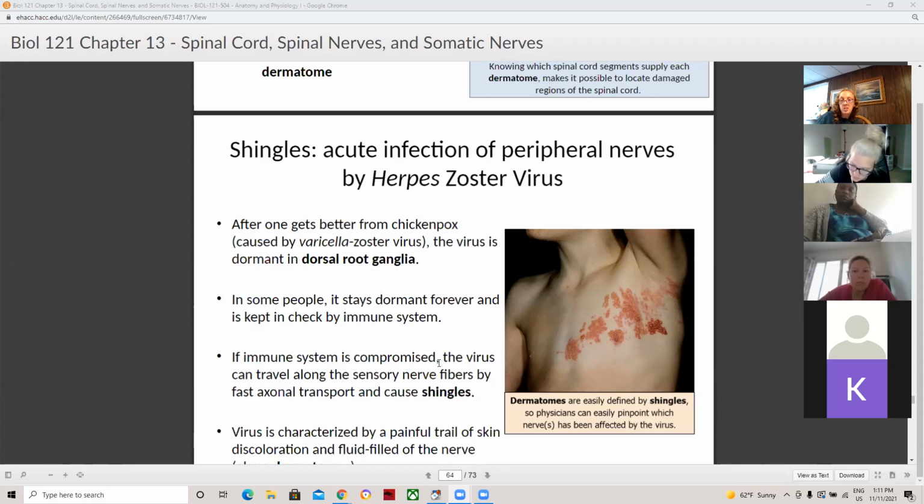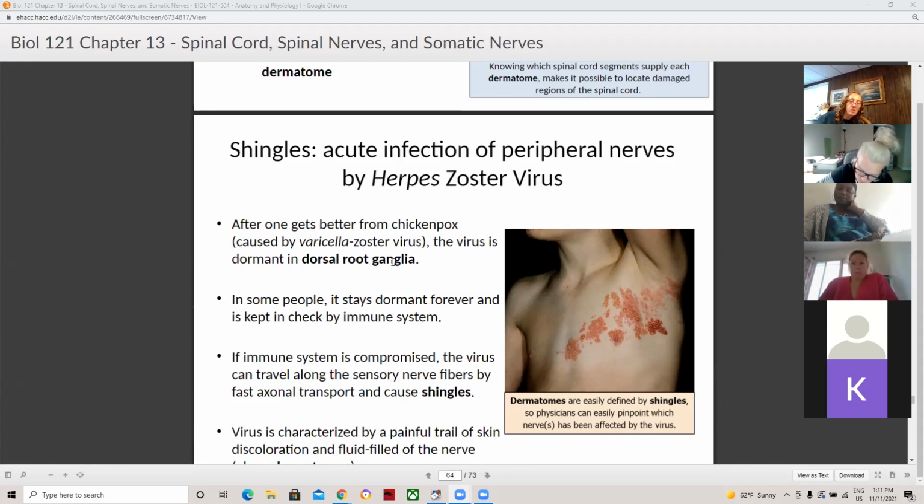So shingles is an acute infection of the peripheral nerves by the herpes zoster virus. When you're younger, you get the chicken pox. It's caused by the Varicella zoster virus. After you recover from the chicken pox, that virus remains dormant in the dorsal root ganglia.